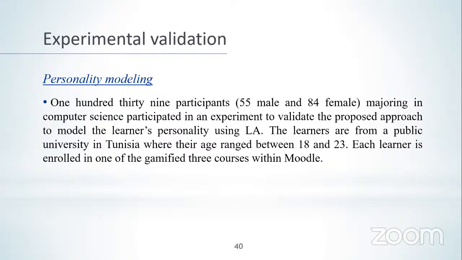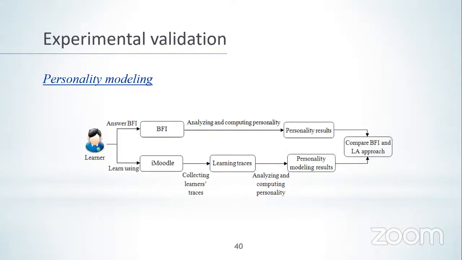Could you please move to the next slide? Yes, please. Here the learners, first of all, answered the Big Five inventory, and then we analyzed and computed their personalities using the traditional questionnaire. Then they learned using the AI model, where their traces are collected and analyzed, and personalities are computed based on their collected traces. And finally, we compare learners' identified personalities using the learning analytic approach and the results of the Big Five inventory.